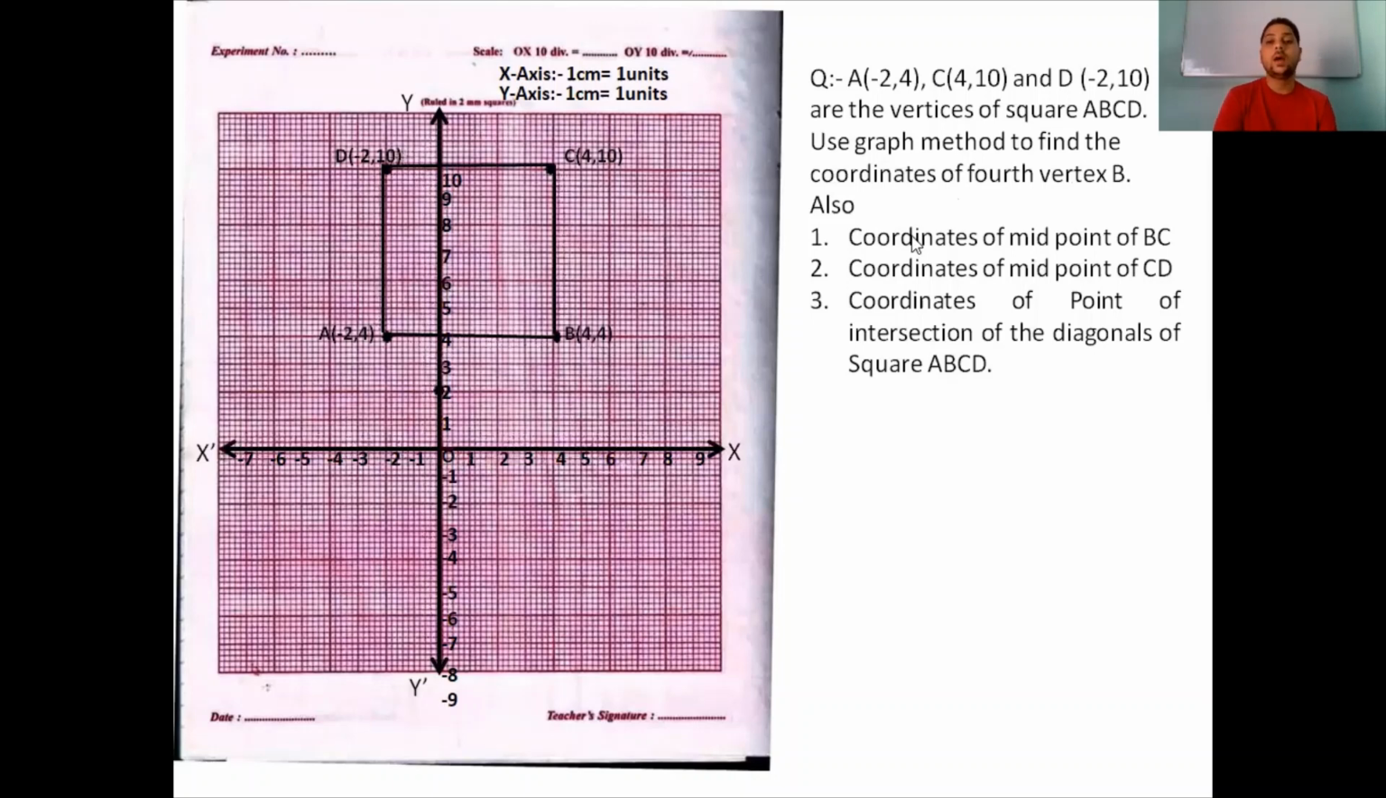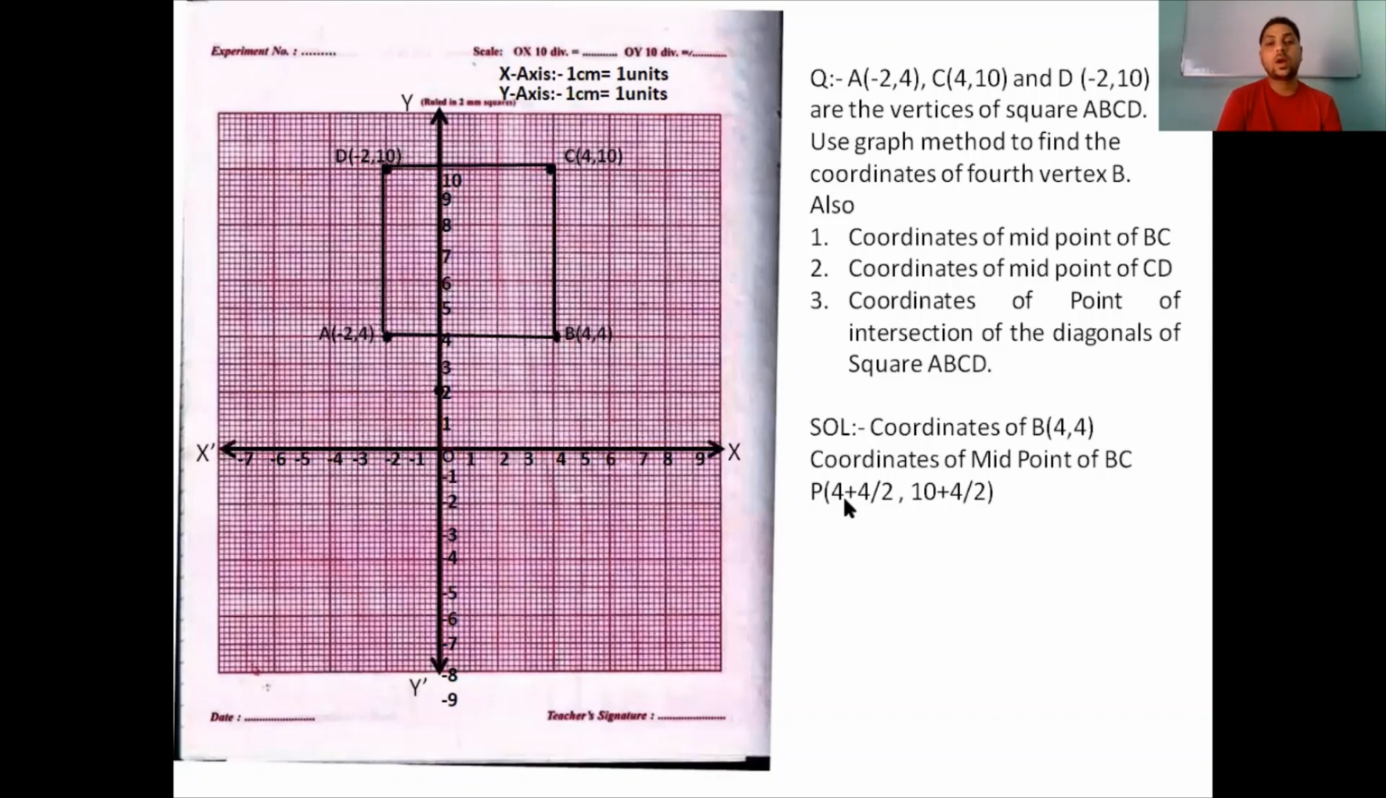Now we have to find the coordinates of the midpoint of BC. Midpoint means we have to find the central point. So let P be the midpoint of BC. Since it is a midpoint, it will lie somewhere on this line segment. We will add and divide by 2. How do we find the midpoint?